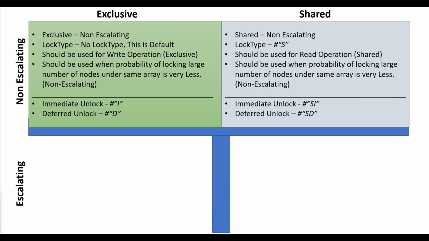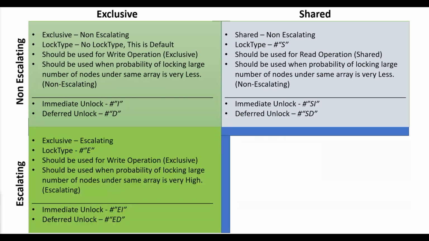Second pair is shared non-escalating. We need to specify lock type #s while locking or unlocking. Since this is shared, it should be used only where you are performing a read operation, that is only viewing data. We will be discussing this in detail in upcoming slides. Since this is non-escalating, it should be used only where the probability of locking a large number of nodes under the same array is very low.